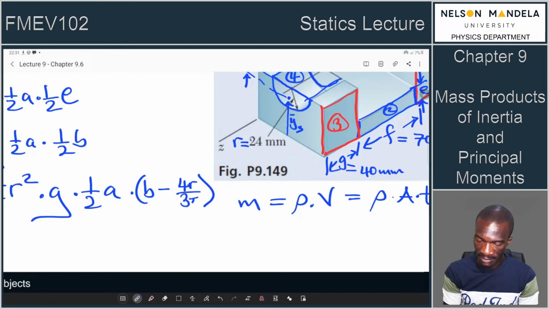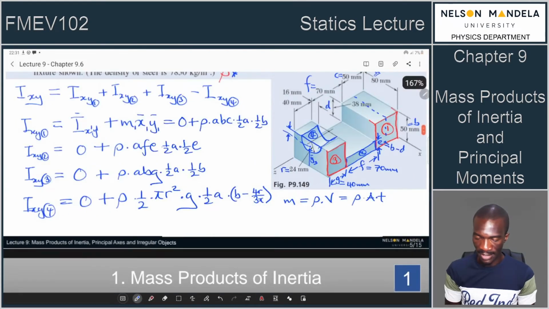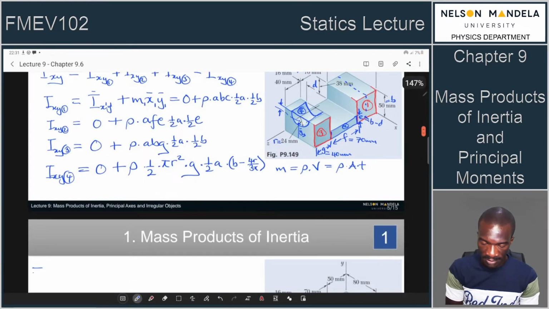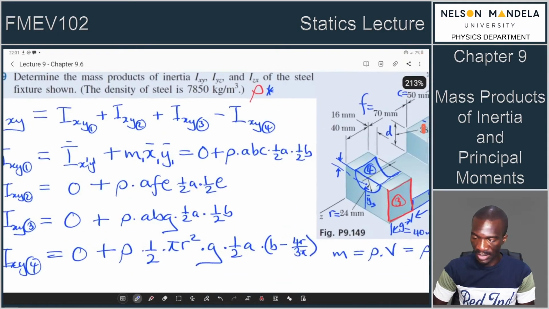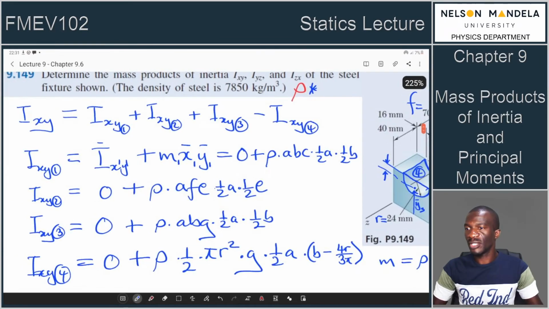4r over 3 pi. Happy? I think we're happy. So this implies then that our IXY must simply be equal to the sum of all those. Right, so since we already have these equations, I think you can actually use some program. You can use a calculator that can store variables.